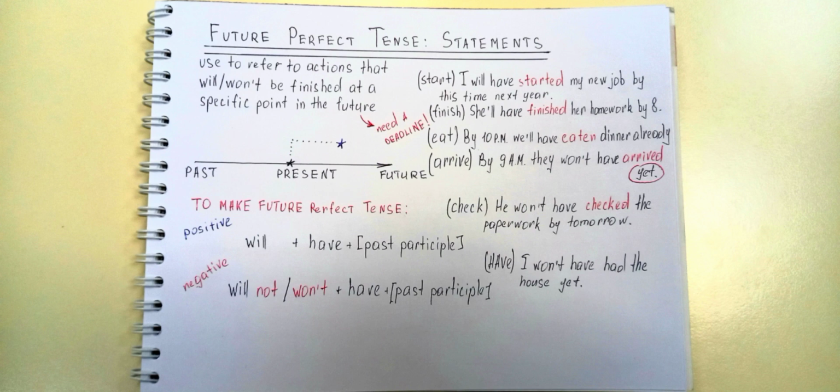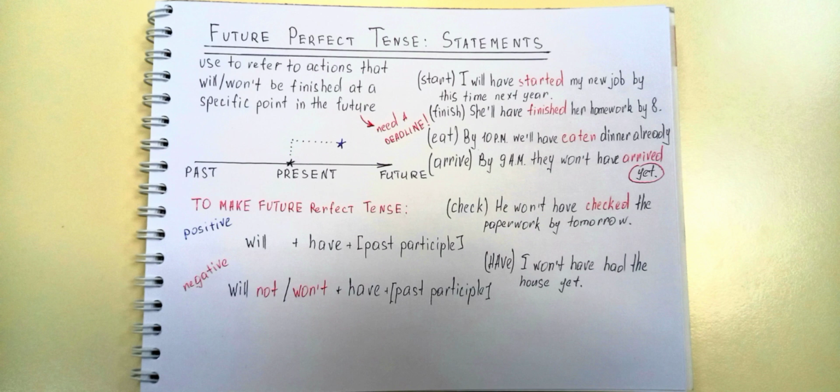shows us that an expected action is finished. So it's finished before the time period indicated, or finished before the point in time indicated. Something is done. So by 10 p.m. we'll have eaten dinner already means sometime before 10 p.m. we ate dinner. So by this time we will be finished. In other words, we will have eaten dinner somewhere before that time.